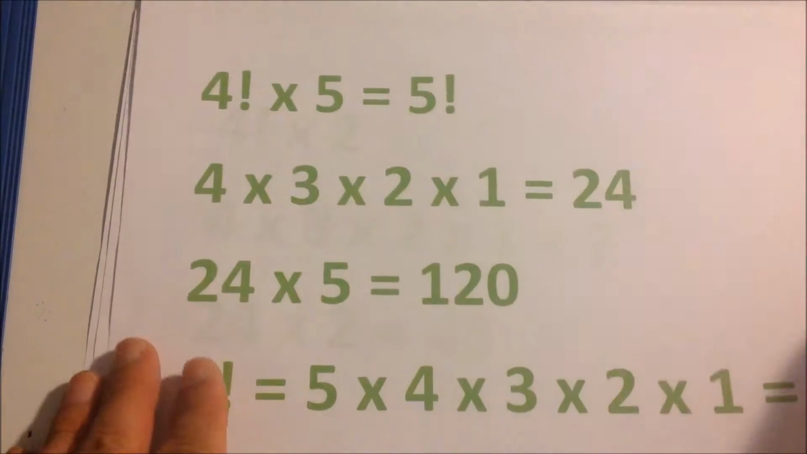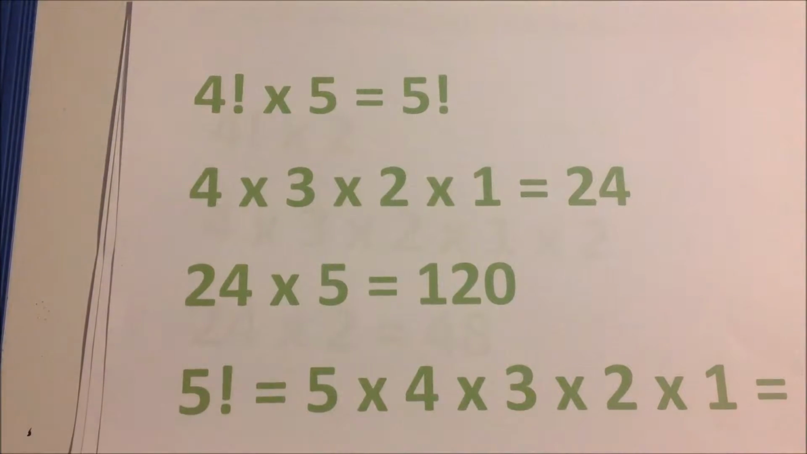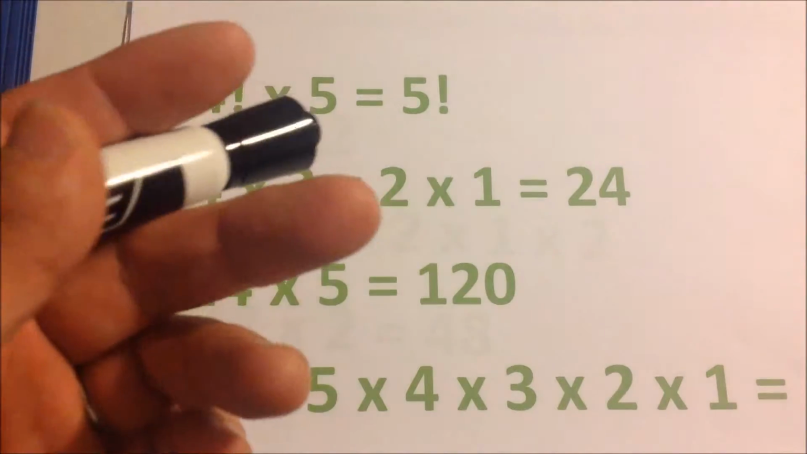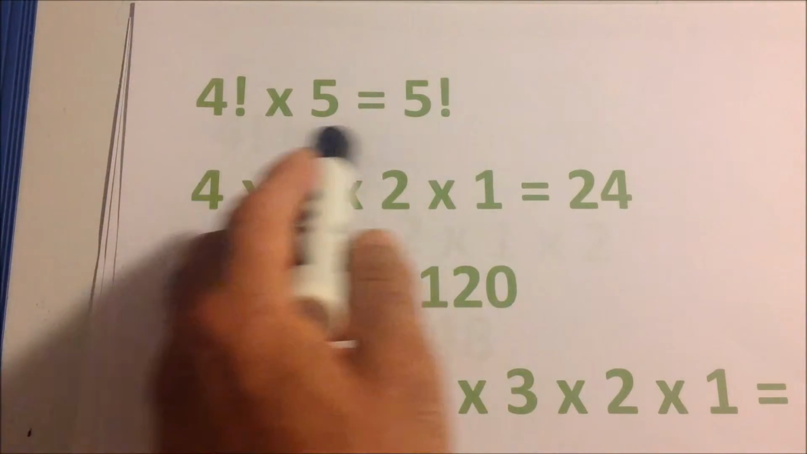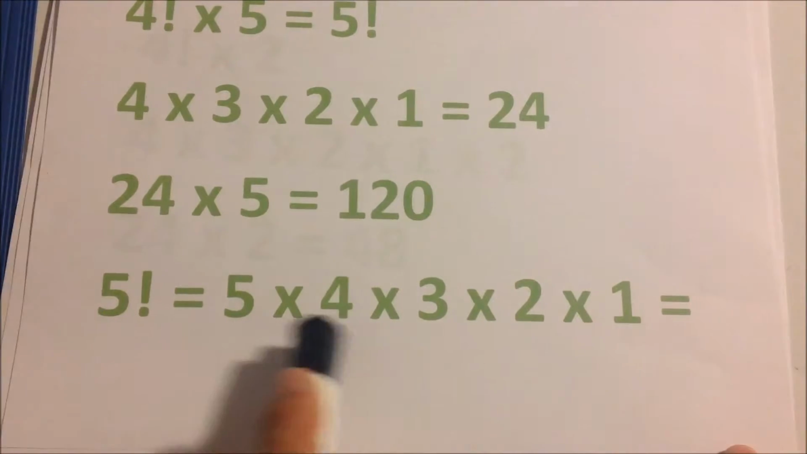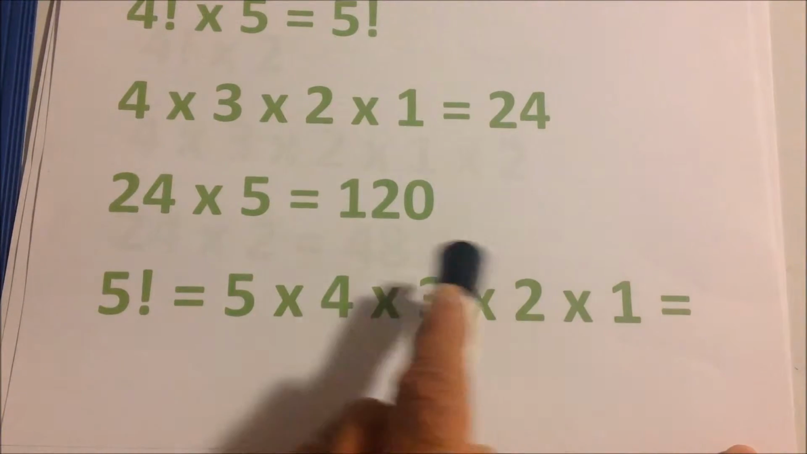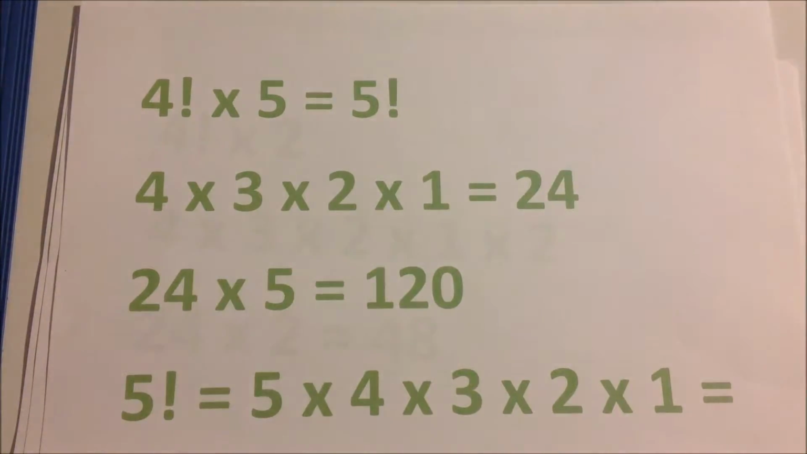See, before we did 4 factorial times 2, right? We can't say that is 6 factorial. But 4 factorial times 5, well, it's 5 factorial, and we can prove it here, right? 5 factorial is 5 times 4 times 3 times 2 times 1, which is 120. So 4 factorial times 5 is 5 factorial.